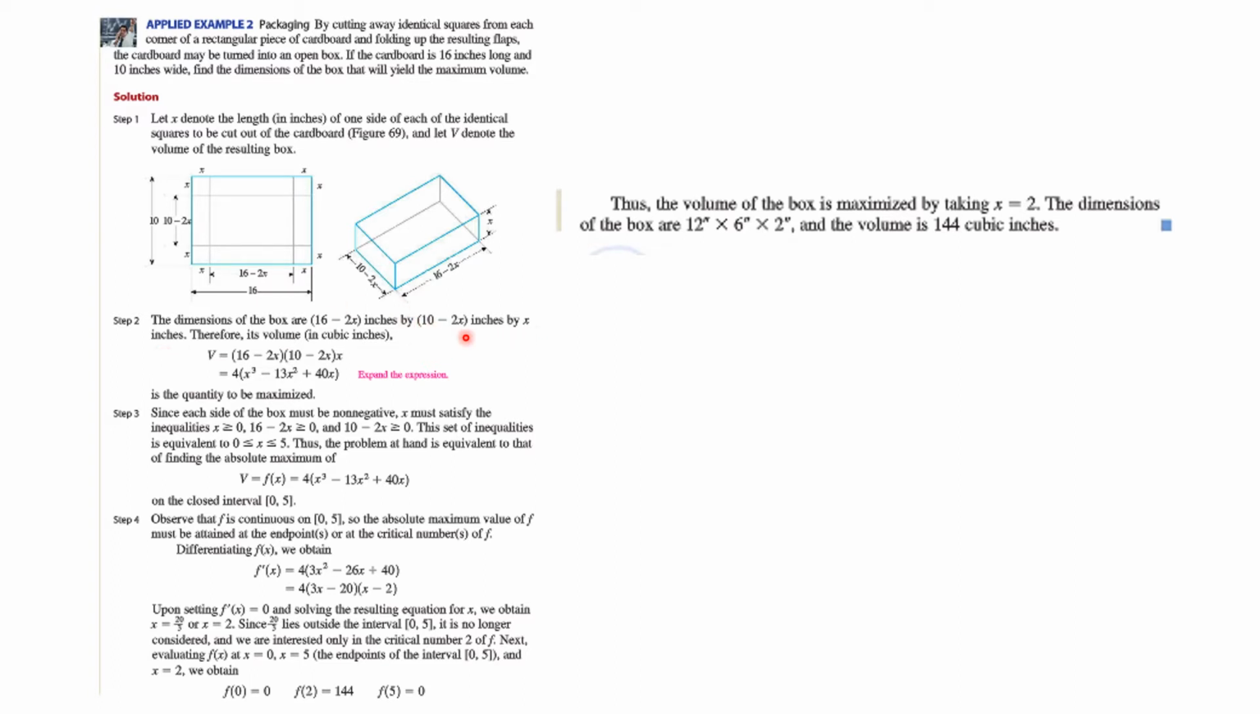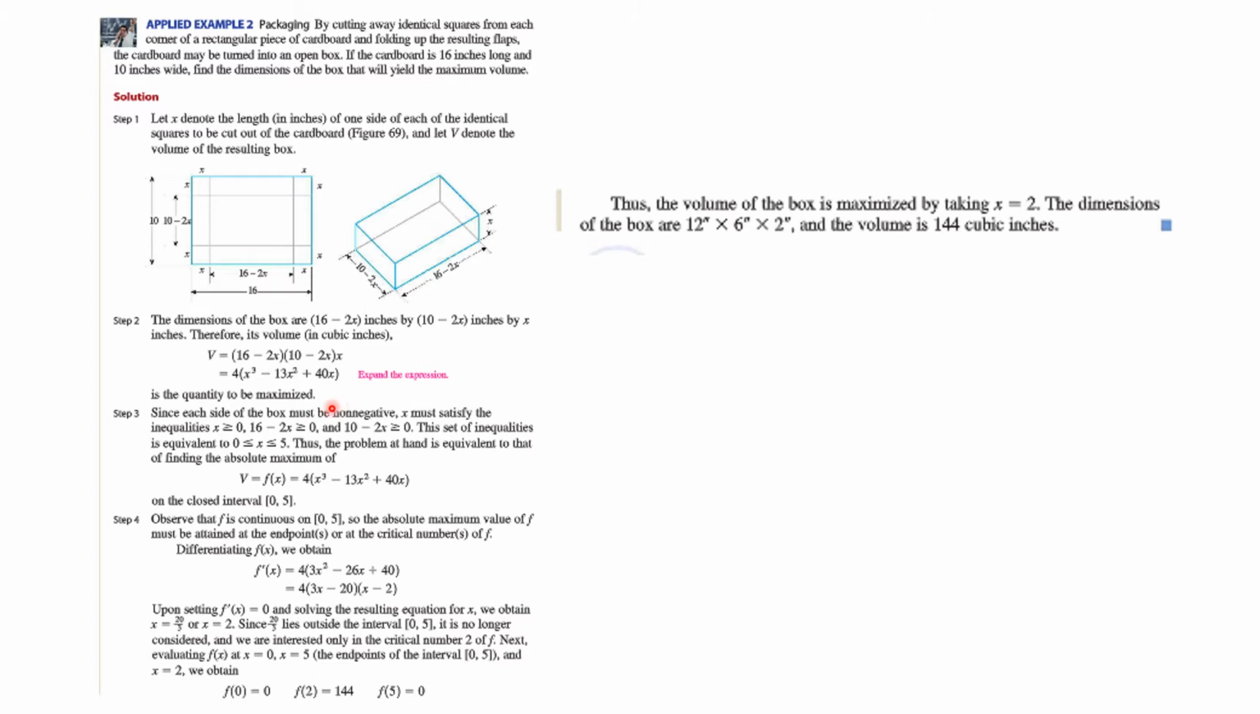So those are the dimensions of the box. So it's x deep. This is one side, that's the other. The volume is the length times width times height. And I can simplify this, multiply it together, and factor out the 4. And I have this is the expression to be evaluated, and this is the quantity to be maximized.